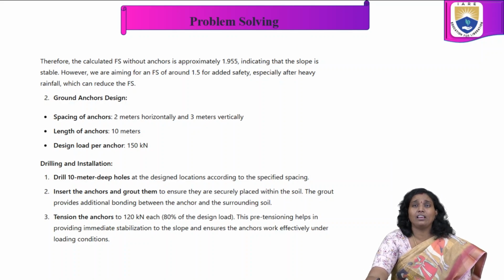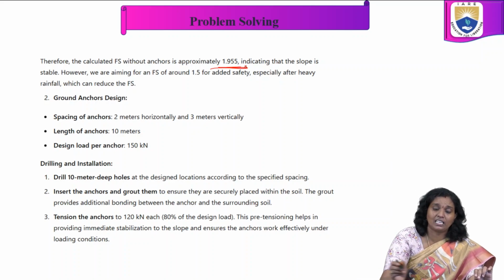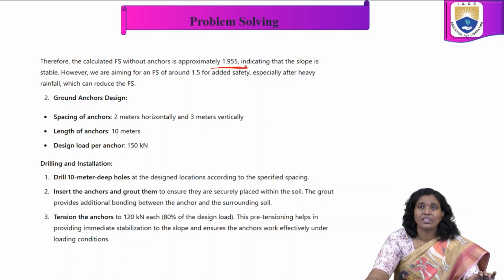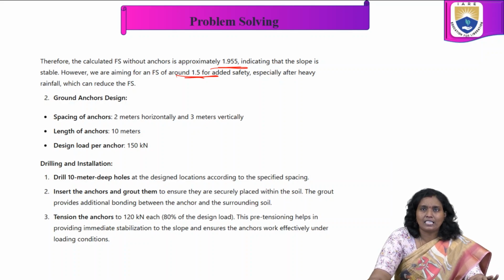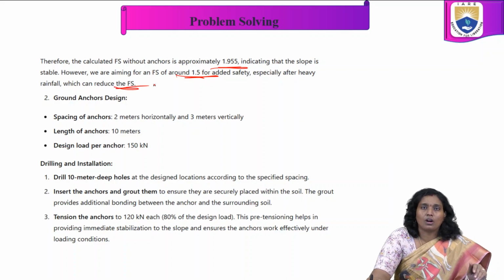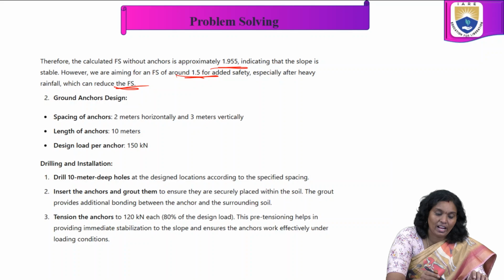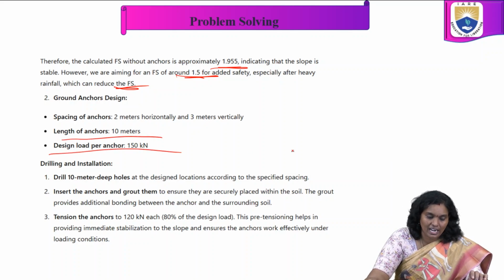Now once we calculate the factor of safety without anchors, it is approximately 1.955, indicating the slope is stable. However, we are aiming for a factor of safety of around 1.5 for added safety, especially after heavy rainfall, which can reduce the factor of safety. Now, for the ground anchors, we are understanding the length of anchor and the design load per each anchor.